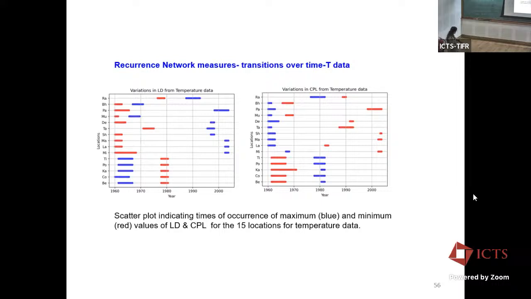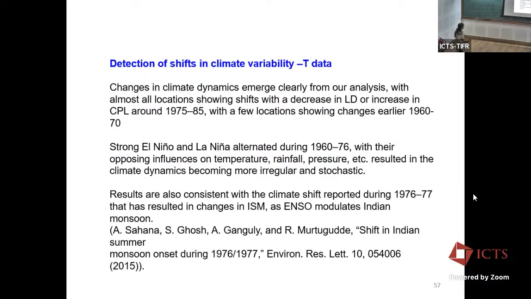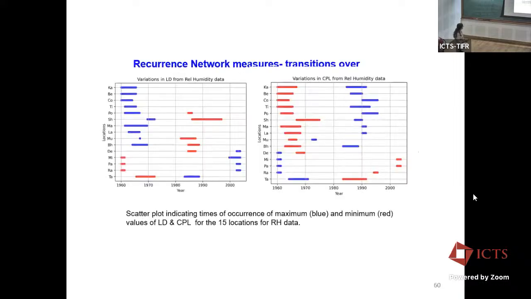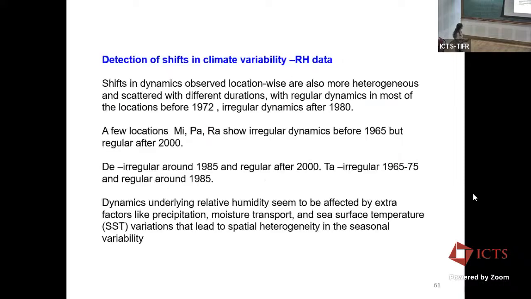And this we have again shown as a cluster scatter plot, where the changes that happen, whether decreasing, are in red color, and increasing in blue color. So between the CPL and LD, they have opposite effects. This also I have shown earlier. These are the informations that we got from that, and we could relate them to some of the known or established changes in climate which have happened over time. So let me skip all these things. This is for relative humidity.